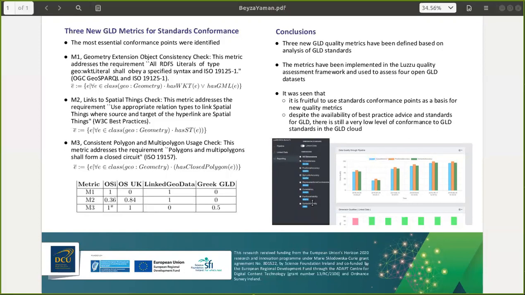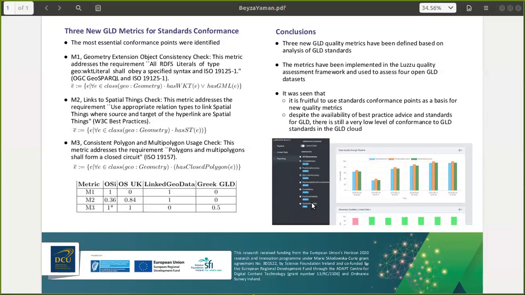On the other hand, the second metric is the links to spatial things check. W3C suggests using appropriate relation types to link spatial things, which is any object with spatial extent, such as people or places. This metric detects the rate of entities having links to external spatial things in other datasets and internal spatial links within the dataset.